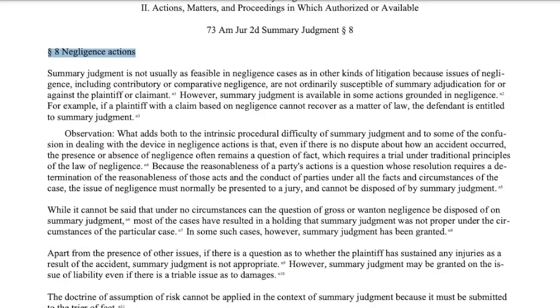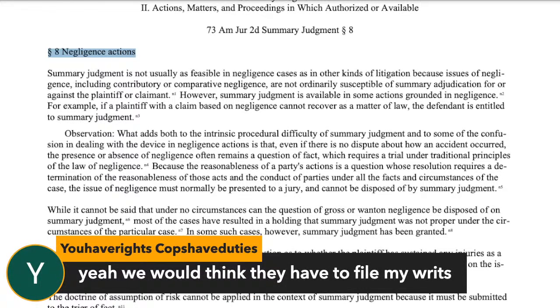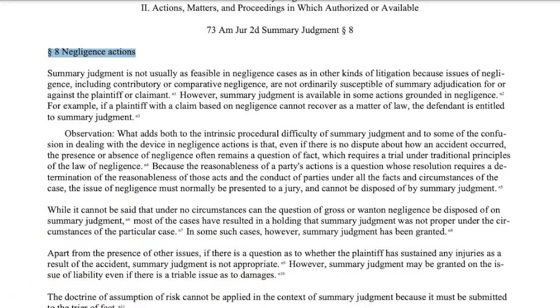All right, I think we're all caught up here with the chat. Oh, one more here. Yeah, you'd think they have to file your writs. There's probably other ways to kind of make sure there's other people ensuring they are, but I digress. Let's get back to the subject matter here that we have before us.